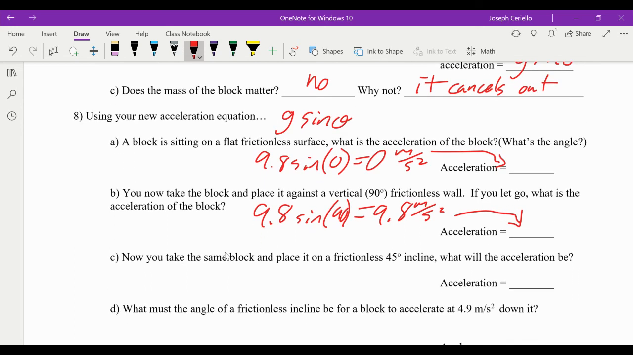So at an angle of 45 degrees, a lot of people thought that it would be 4.9 meters per second squared. Let's see. Sine of 45 degrees. Again, you have to be in degrees mode. This actually comes out to be 6.9 meters per second squared.